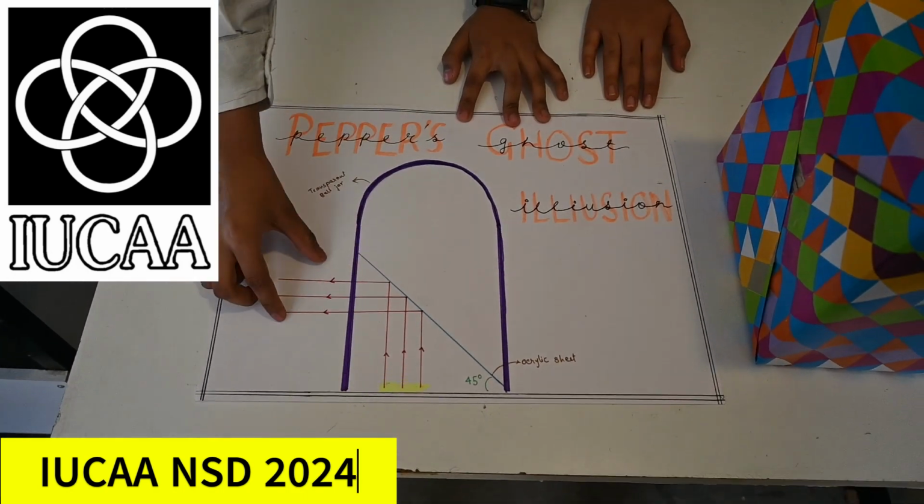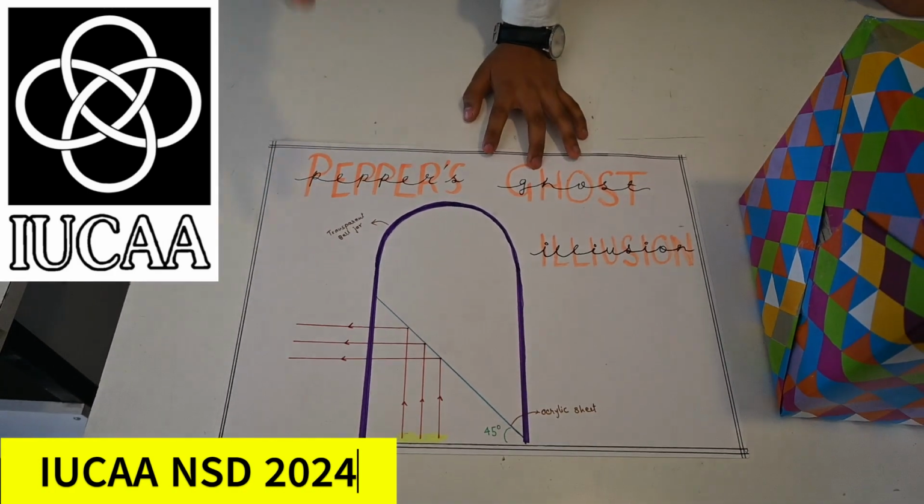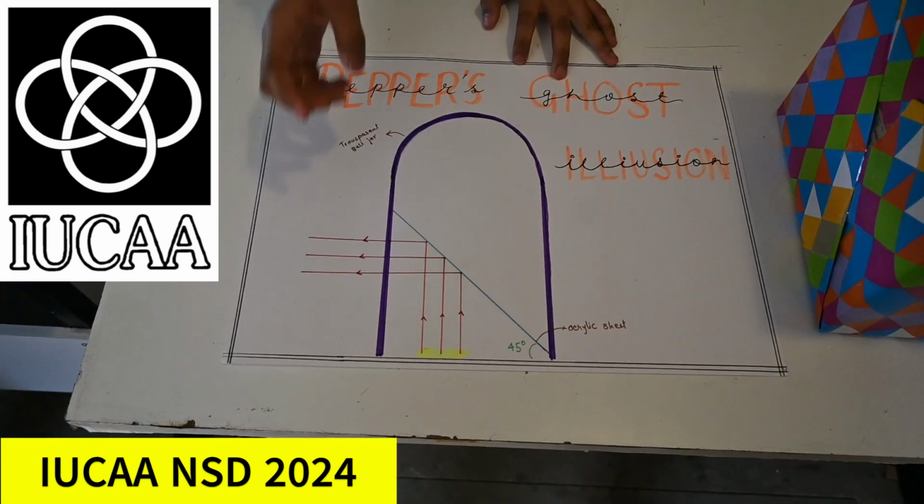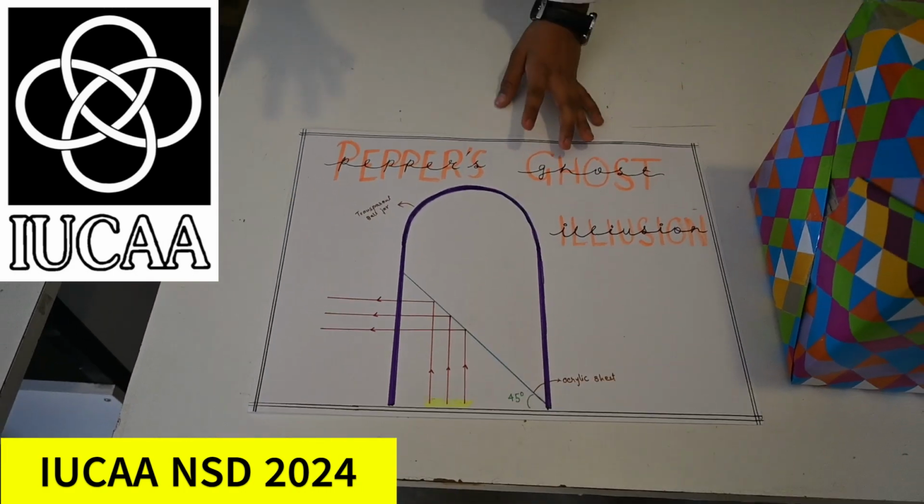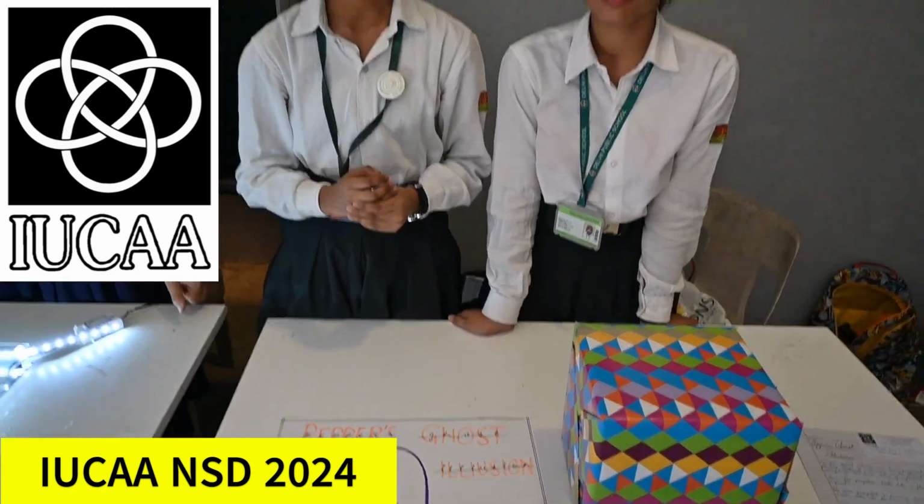Since some light gets reflected, we can see this light as a floating image. So we see a floating image of a candle. It's like a hologram. So it's like a ghost that is appearing at the screen.